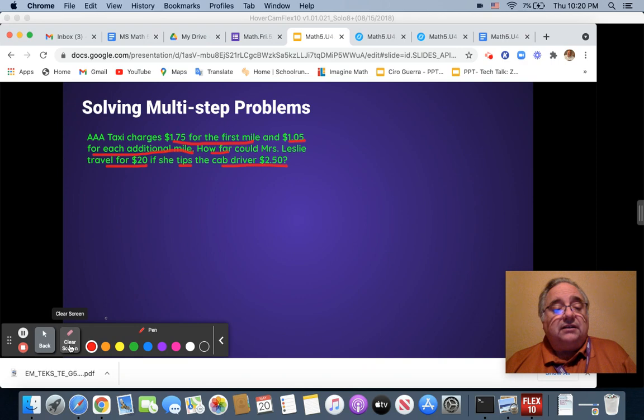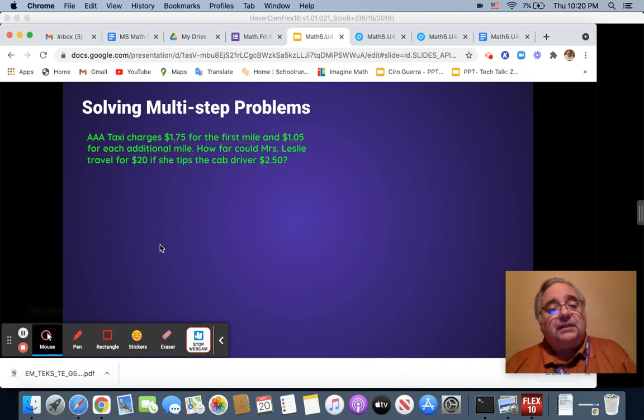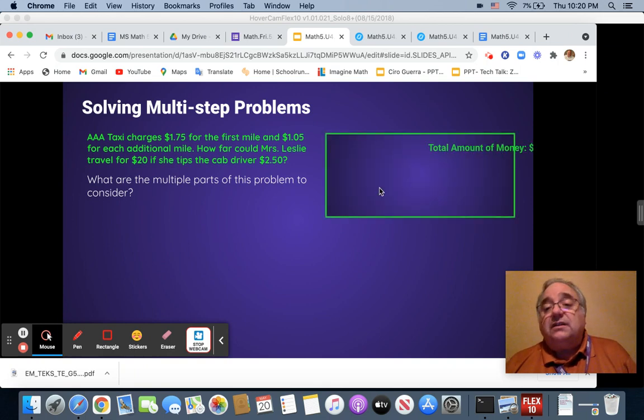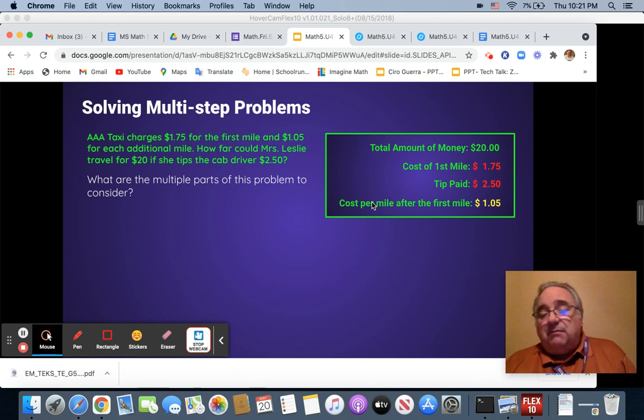I'm going to go ahead and clear the screen because I'm going to need to go on to the next portion. So the next portion I hit is, what are the multiple parts of this problem to consider? That's my brain dump. What do I know? All right, I know this. The total money I spent is $20. The cost of the first mile is $1.75. I also know that we're going to pay a tip of $2.50. And then after the first mile, each mile after that is $1.05.